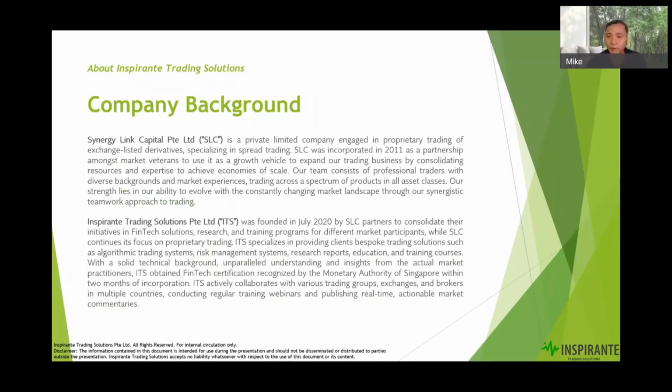Okay, a little background about my company. SLC is a proprietary trading firm. We engage in exchange-listed derivatives trading mostly. We started back in 2011 when the last futures trading floor in Singapore, called SIMEX, was still around. It was eventually shut down because of the arrival of the electronic platform. A lot of the ex-locals who were trading on the floor physically came together and founded SLC.